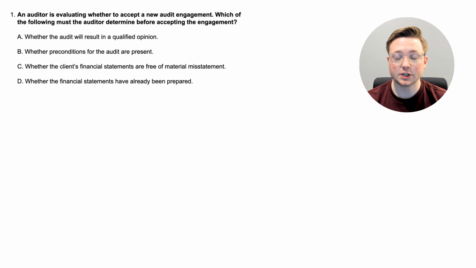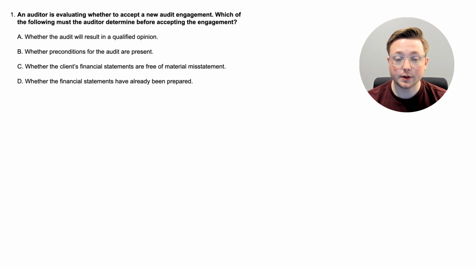All right, here we are at question 1, and let's just dive straight in. This is a fairly straightforward topic, so these shouldn't be too difficult to go over. An auditor is evaluating whether to accept a new audit engagement. Which of the following must the auditor determine before accepting the engagement? Okay. And just based off of the name of this video, you'll probably already know the answer, but let's still go through the options just as practice.